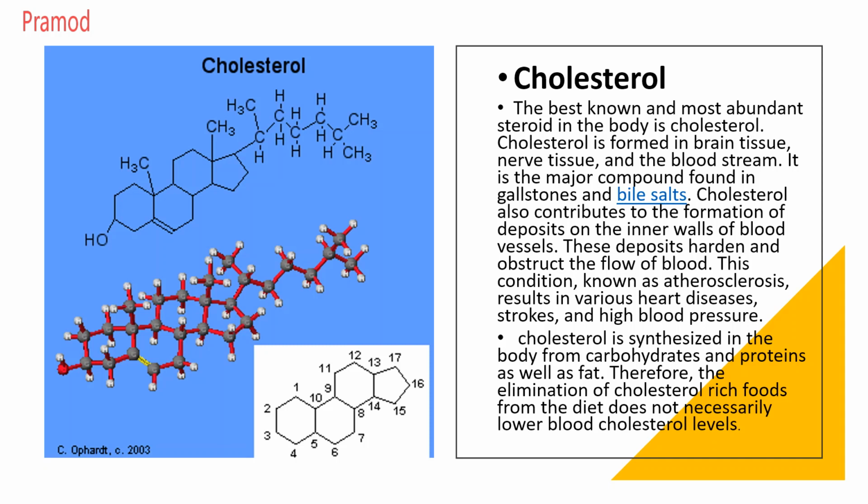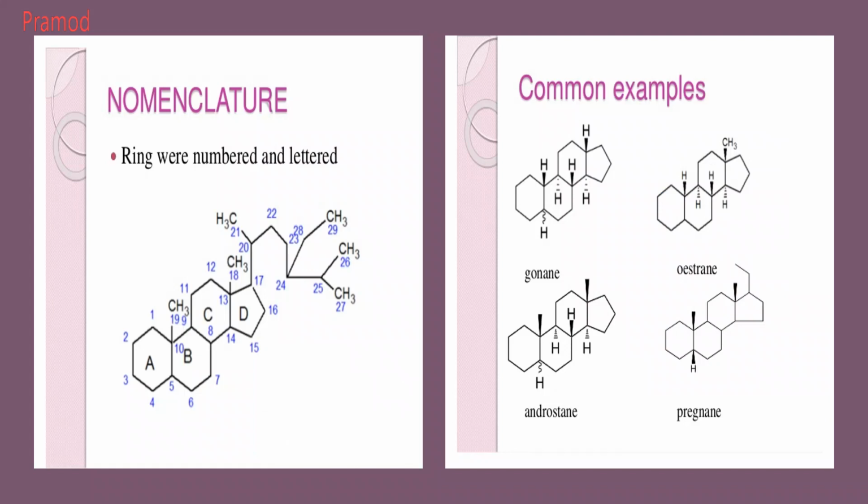One of the most important things is that cholesterol is not obtained only from your fat source. It can be synthesized from proteins, carbohydrates, and fats. So only by controlling your diet you do not reduce your cholesterol. We have to have a control on everything, because it can be synthesized from alternate sources also. So this is about cholesterol.